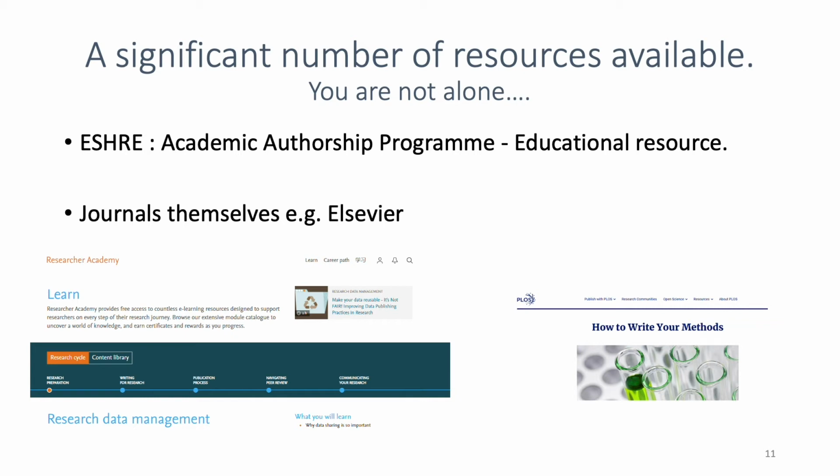In addition to that, journals have resources. So, for example, there's a Researcher Academy from Elsevier, which talks a lot about how you plan a research study and how you manage your data. And other journals give you really clear guidance on how you choose your methods, what methods to choose. An example comes from PLOS. So there are many, many resources available to you, and I suggest you arm yourself very strongly with this information prior to executing your analysis.